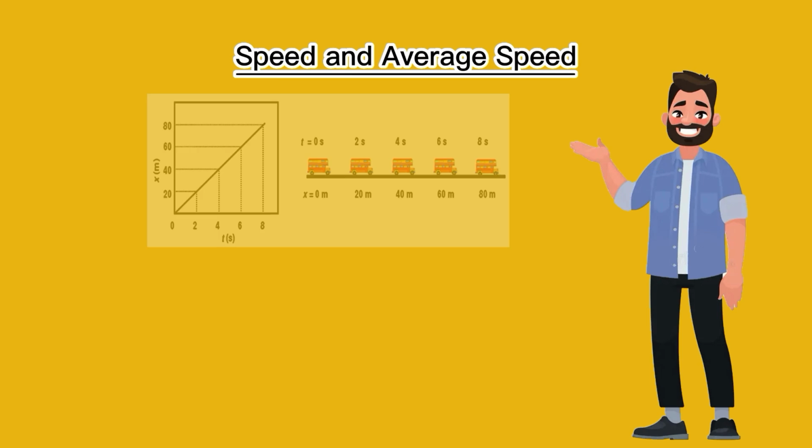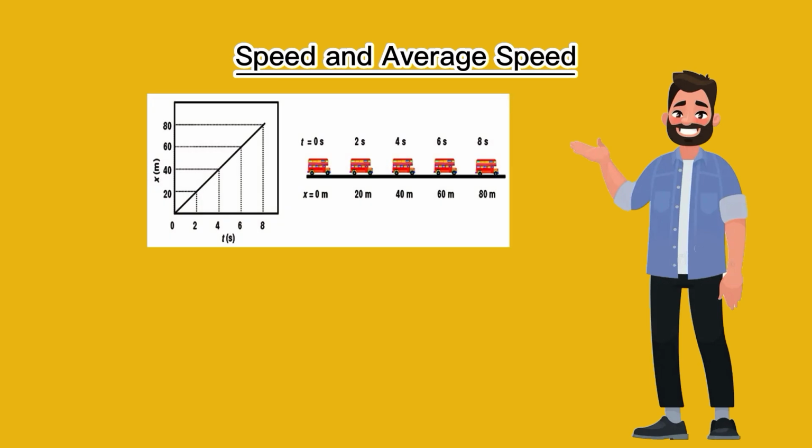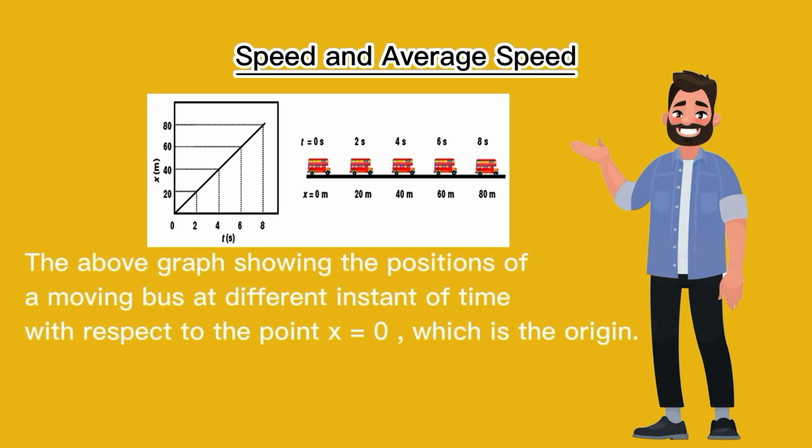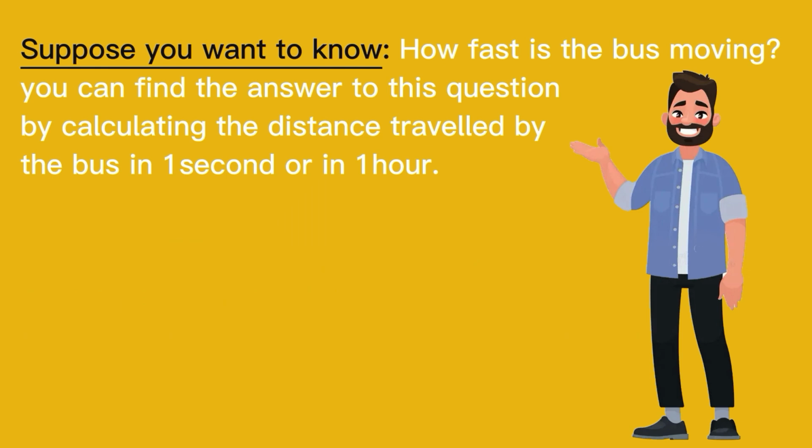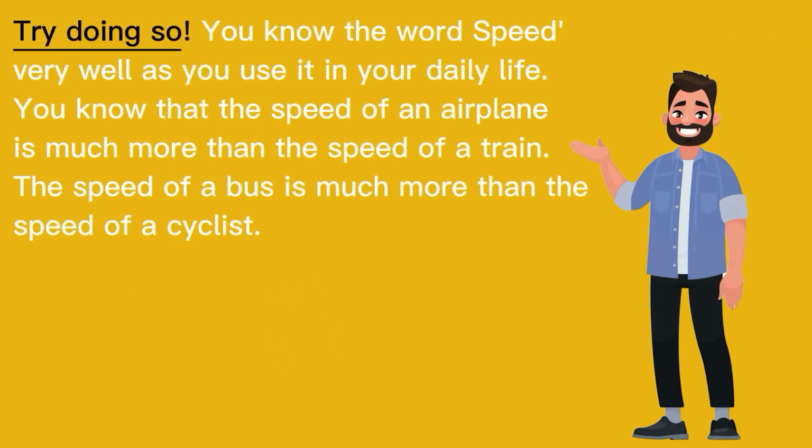Speed and average speed. Look at the position time graph of a bus moving on a straight road. The above graph shows the position of a moving bus at different instants of time with respect to the point x is equal to 0, which is the origin. Suppose you want to know how fast the bus is moving. You can find the answer to this question by calculating the distance traveled by the bus in 1 second or in 1 hour. Try doing so.